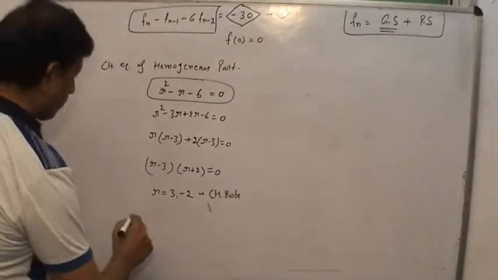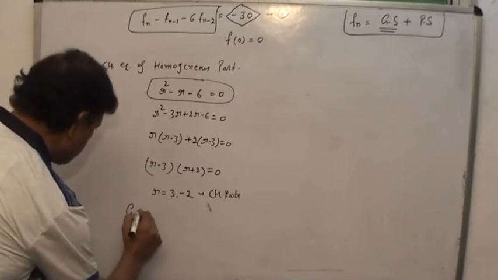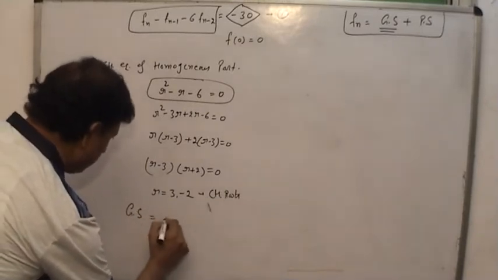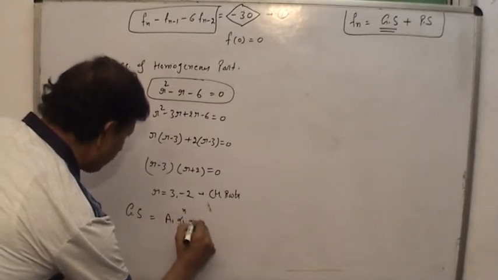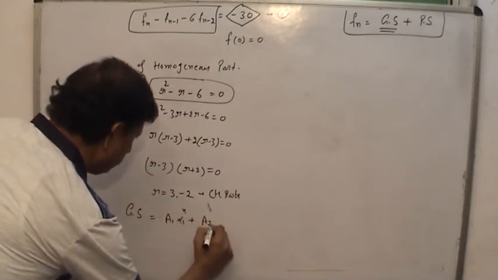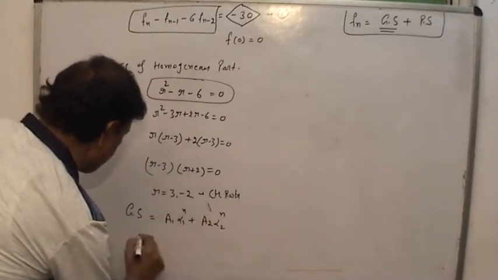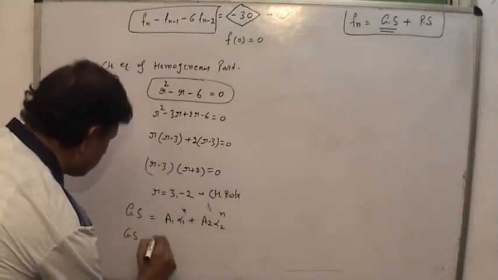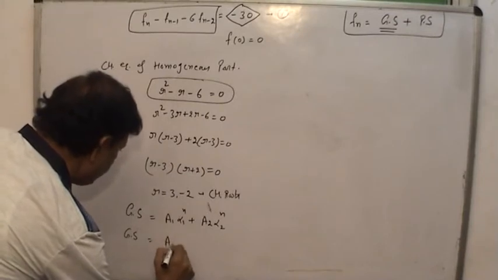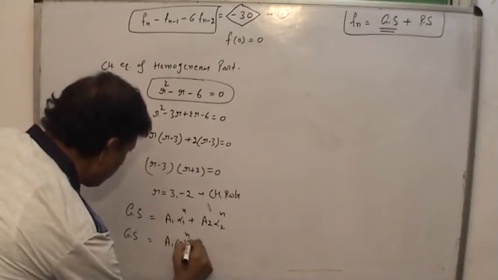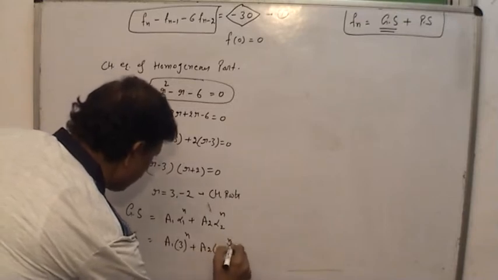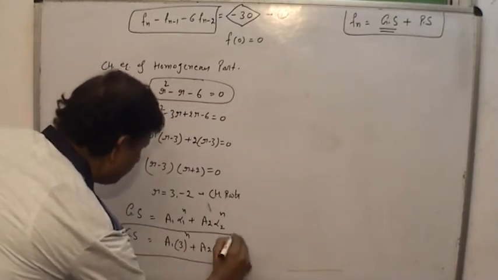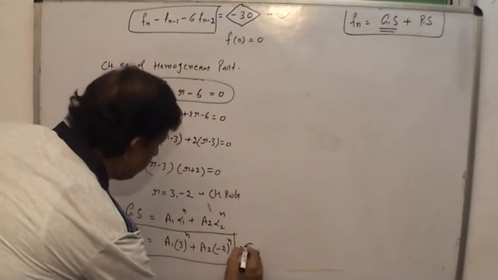Then what is the general solution? General solution we write, that is equal to a1 into first root alpha 1 raised to the power n plus a2 into alpha 2 raised to the power n. That is, general solution is equal to a1 into 3 raised to the power n plus a2 into minus 2 raised to the power n. Say it is part number 2.